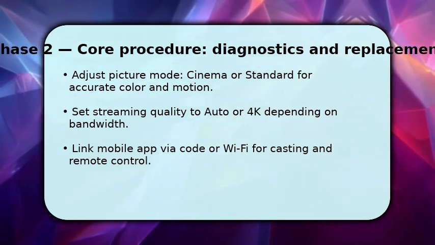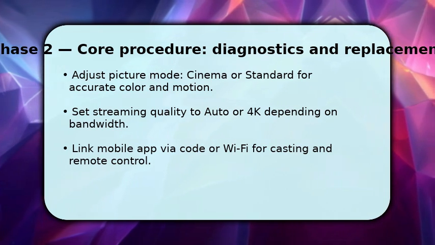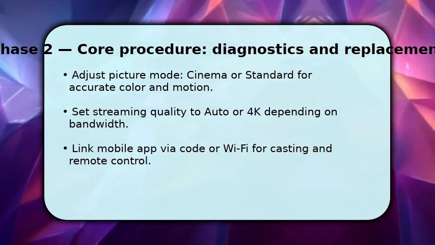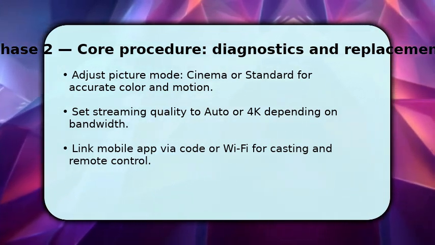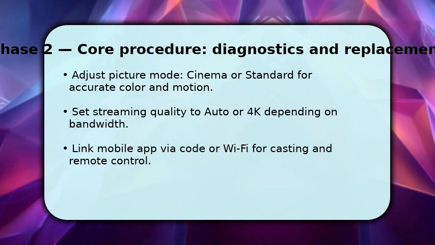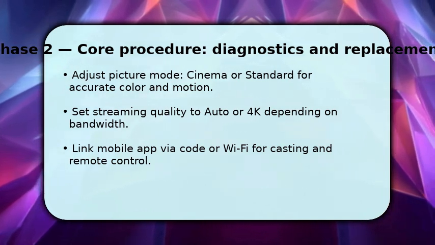Next, link your phone by opening the Vi app on both devices and entering the on-screen code, or enable local casting over the same Wi-Fi. That gives you remote control. Finally, pick a title and press play.